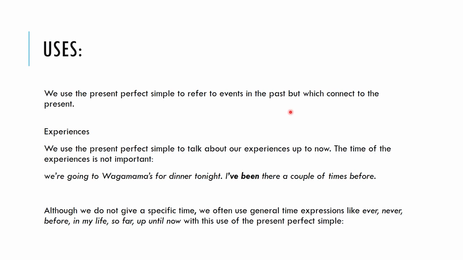So, we use the present perfect simple to refer to events in the past, but which connect to the present. Mostly we have events that happened in the past, but it has a connection and it's somehow connected to the present. So, the first use is experiences. We use the present perfect to talk about our experiences up to now.